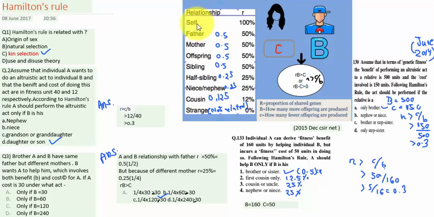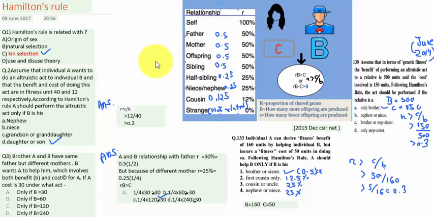This is a chart. For self, it is 100% relationship. With father, it is 50%, that is 0.5. With mother, 50%, that is 0.5. With offspring, 50%, that is 0.5. With sibling, 50%, that is 0.5. With half sibling, 25%, that is 0.25. With nephew and niece, 25%, that is 0.25. And with cousin, 12.5%, that is 0.125. For a stranger, it is not at all related, so R is equal to 0.